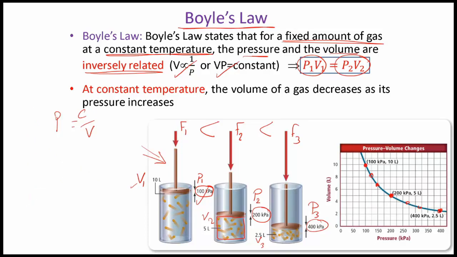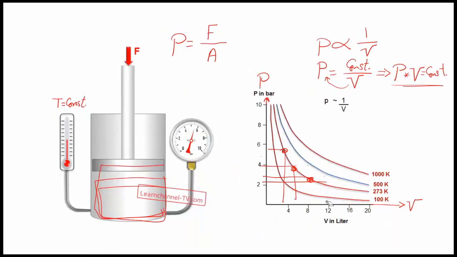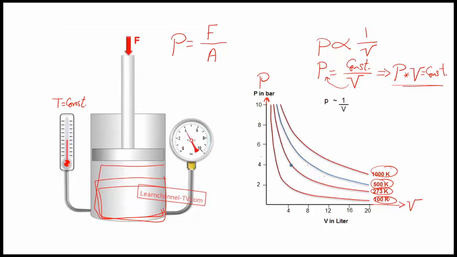This constant depends on what? It depends on what kind of gas. It depends on the temperature. What's your temperature? So for example, in this graph, you can plot the curve at different temperatures. At each temperature, you have to maintain the temperature constant. So if you do this experiment, you have to maintain the temperature constant. So let's say you do it at 1000 Kelvin, or at 500 Kelvin, or at 273 Kelvin, which is the room temperature, or a very low temperature like 100 Kelvin, and so on.